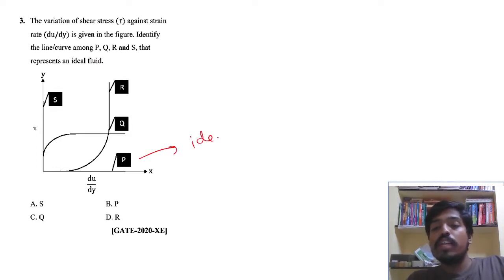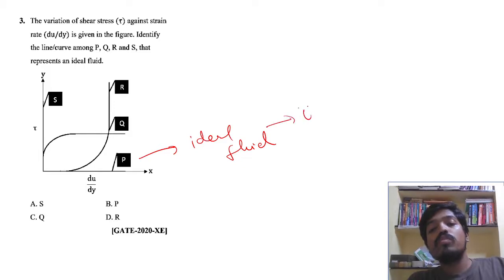This is for ideal fluid. Viscosity tau is equal to 0. Y is equal to 0 on the x-axis, so tau is equal to 0. So P is our answer.